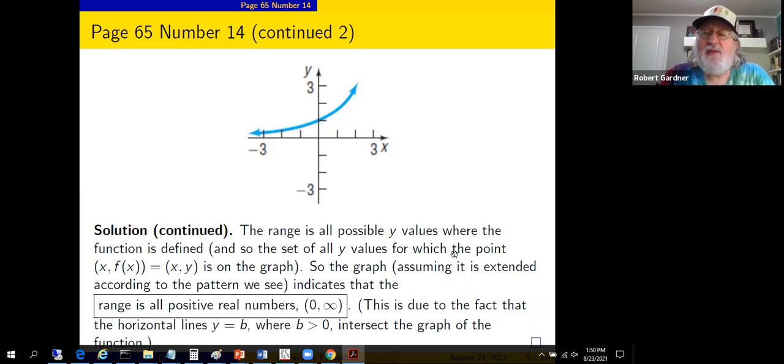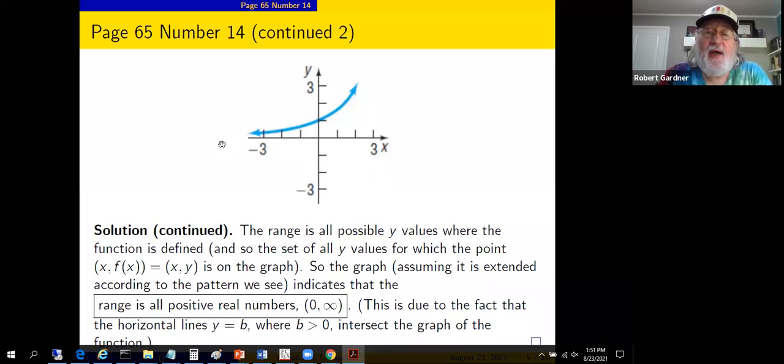The range is all possible y values for where the function is defined, that is, for good input values, the set of y values for which there's a point (x, f(x)) on the graph. So I'm looking at the y-axis here. Can you get out y equals 0? Nah, they don't intend that to be the case. No. You never get y equals 0 out. Remember, in the left-hand direction, this gets closer and closer to the x-axis, but never gets there. Details to follow on that kind of verbiage.